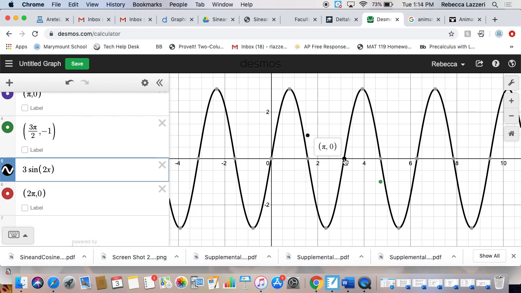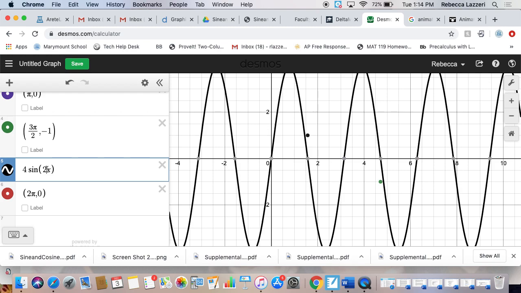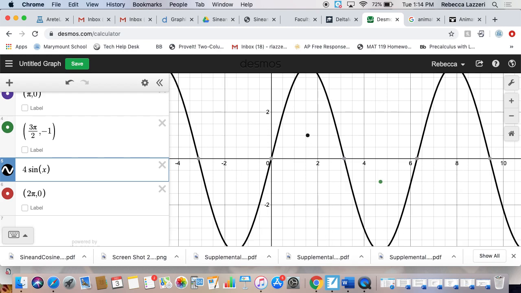Now look at the end of it, it is pi. And so the other one used to take 2 pi. Now the period's pi. I'm going to show you how to find that. So what's going to happen here if I do 4 and I get rid of that 2, it's just going to have a period of 2 pi, but it went up 4 and down 4.